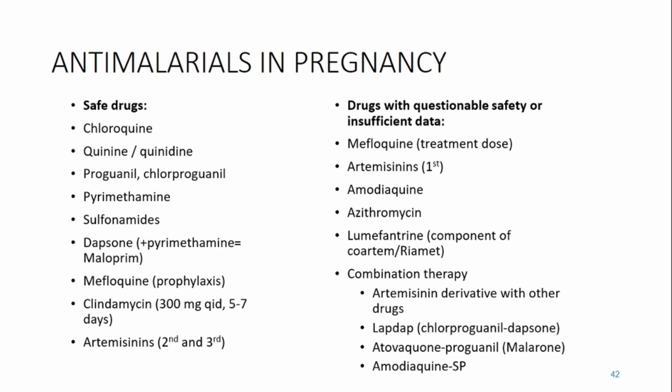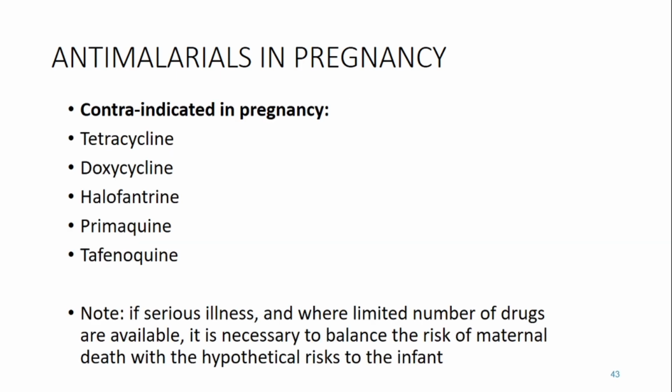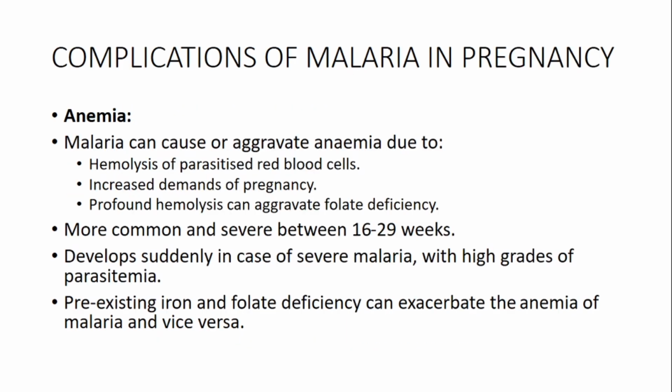This just shows the different available medications, divided into those which are safe in pregnancy, such as chloroquine and quinine as discussed. The pyrimethamine and sulfonamides are also safe in pregnancy, but are used more commonly in the second trimester. One would want to avoid using pyrimethamine in the first trimester because it's an antifolate and as such may cause neural tube defects. However, they are safe for use in second and third trimesters. These are some of the drugs that are contraindicated in pregnancy.